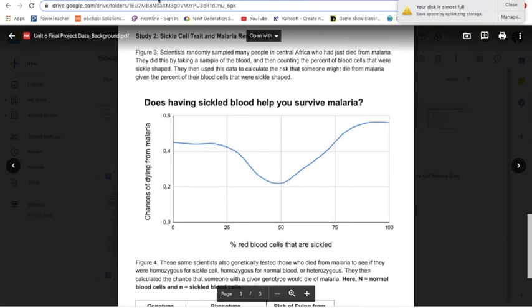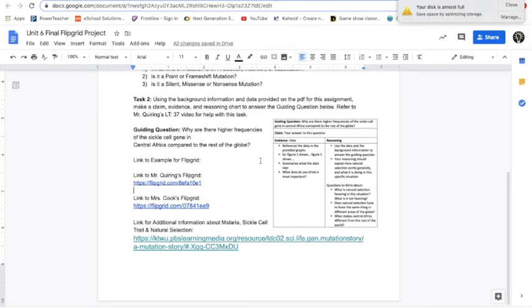So you're going to use these pieces of data to come up with a claim as to what you think is making the rates of sickle cell anemia higher in Central Africa. And then you're going to provide evidence. And when you provide evidence, I want you to reference the data. Tell me what figure 1 says or what figure 2 said or something like that, right? What data do you think is important here?